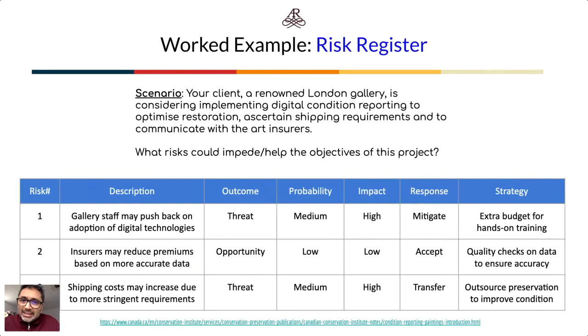Okay, let's look at a worked example of a risk register, something that you would typically do if you're a project manager or a business analyst. In this particular scenario, let's assume that your client, a renowned London gallery, is considering implementing digital condition reporting to optimize restoration, ascertain shipping requirements, and communicate with the art insurers. So what risks could impede or even help the objectives of this project? The first example that we give is where gallery staff may push back on the adoption of digital technologies. That, of course, would be a threat to the project.